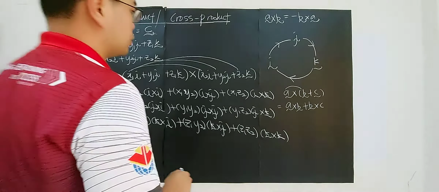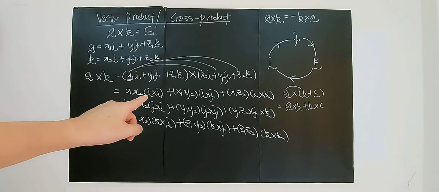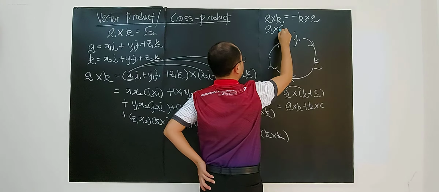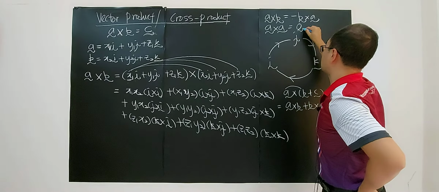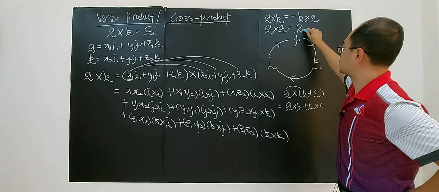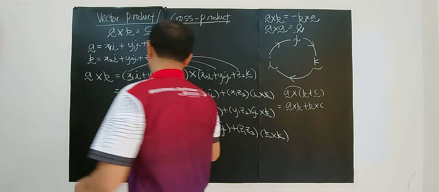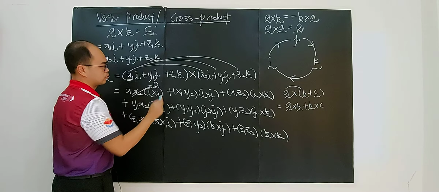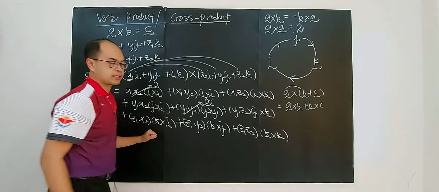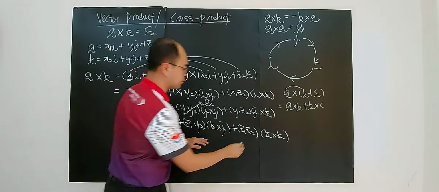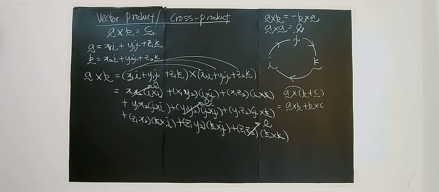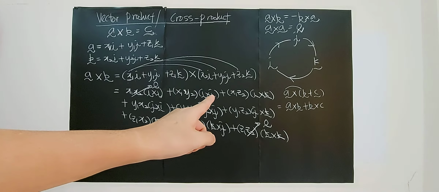Based on the result here, you have to know that when two parallel vectors are crossed, based on the properties, if you have vector A and vector A, which are parallel, you will produce a zero vector. Refer to the previous video where I talked about the properties of cross product. Based on the definition of cross product, A cross A gives zero. For example, i cross i gives a zero vector, j cross j gives a zero vector, and k cross k gives a zero vector.